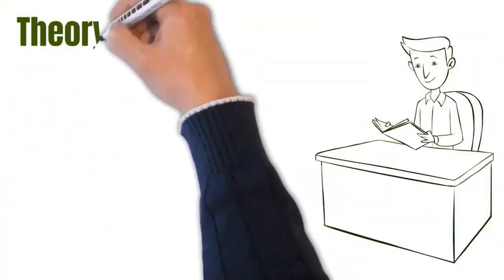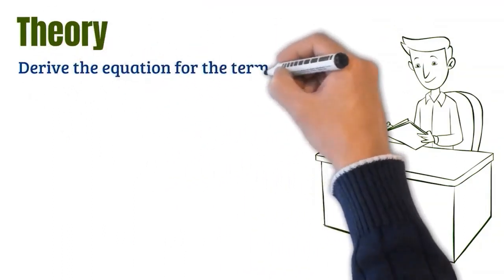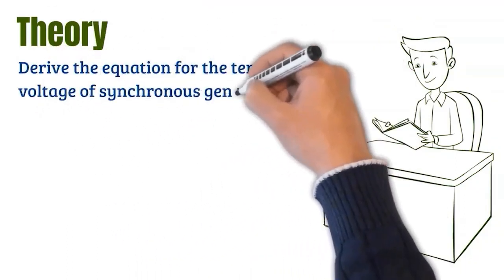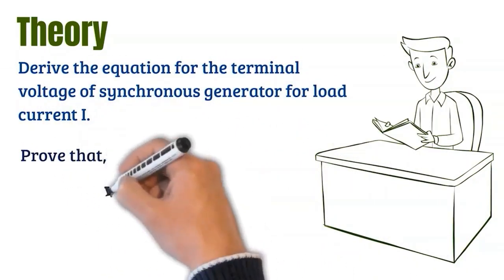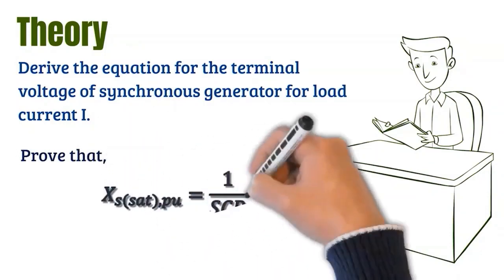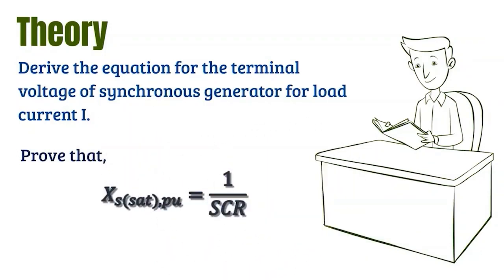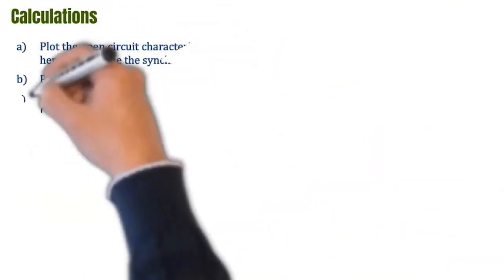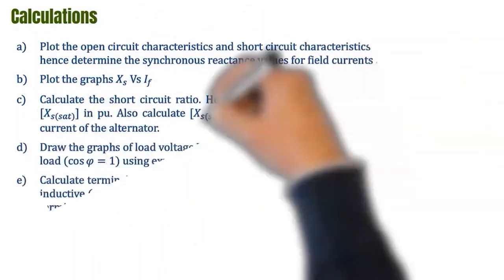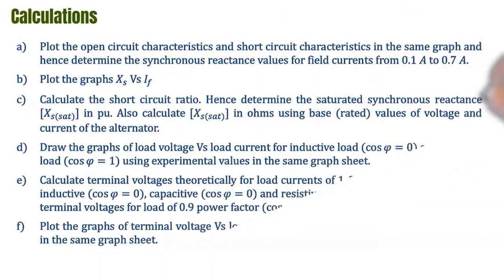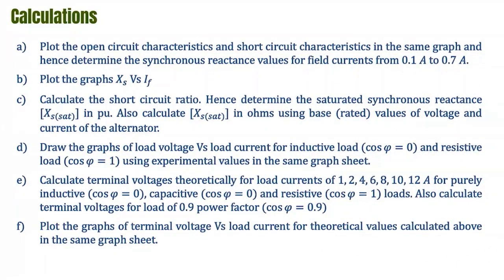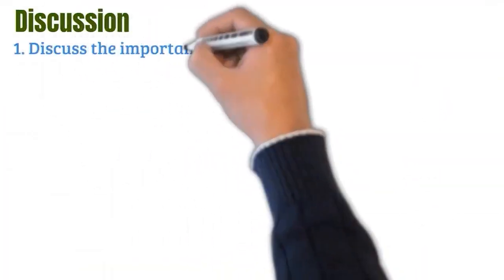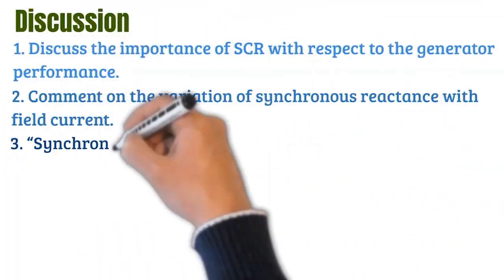As the theory for your lab report, first derive the equation for the terminal voltage of a synchronous generator for load current I. Then prove that the per unit saturated synchronous reactance is equal to 1 over the short circuit ratio. Then, for calculations, obtain the following. Make sure to mark axes, scale, titles and legends when you plot the graphs. For discussion, answer the following with descriptive answers.